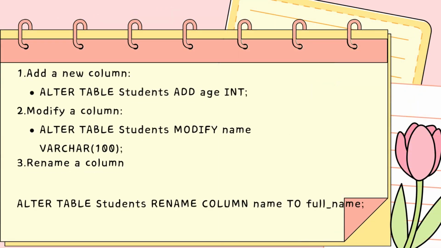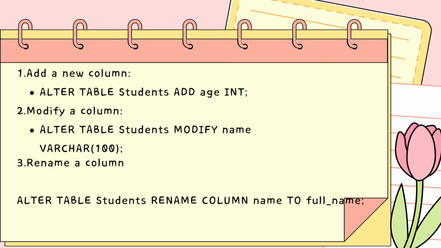1. Add a new column. Suppose we want to add an extra column called age in the students table. We can write: alter table students add age int. This will add a new column named age to the table.